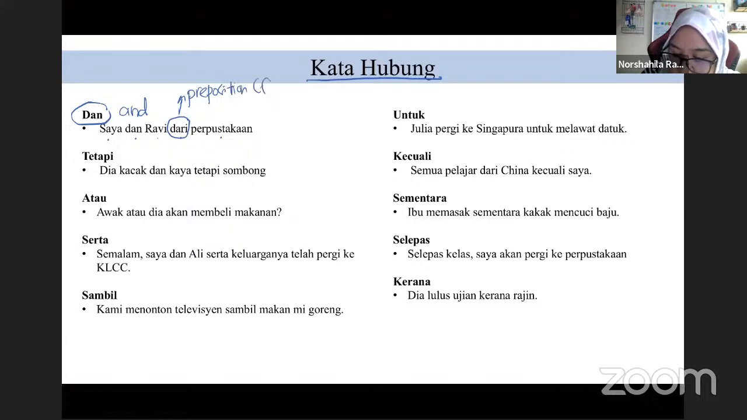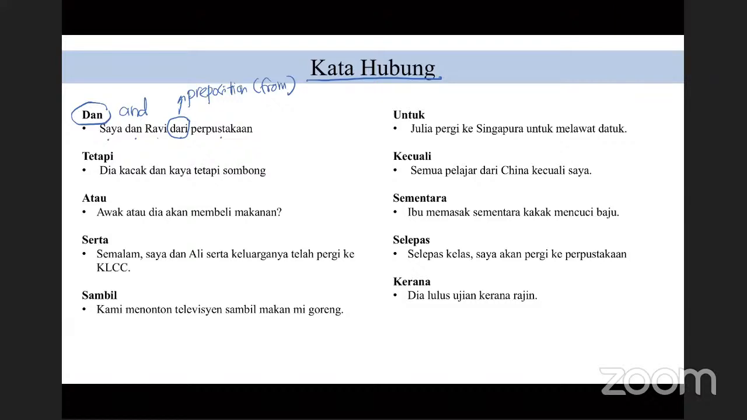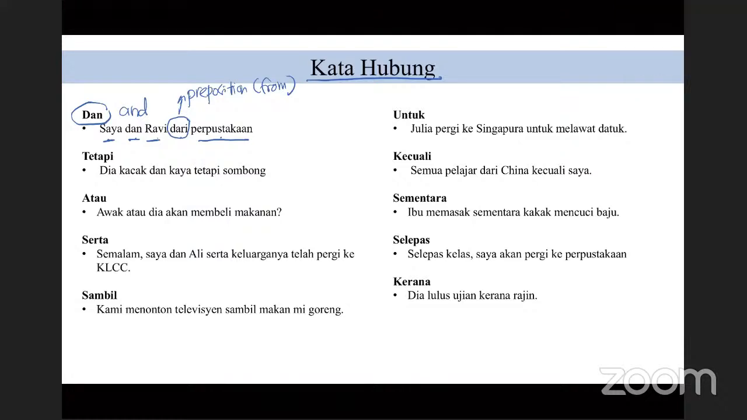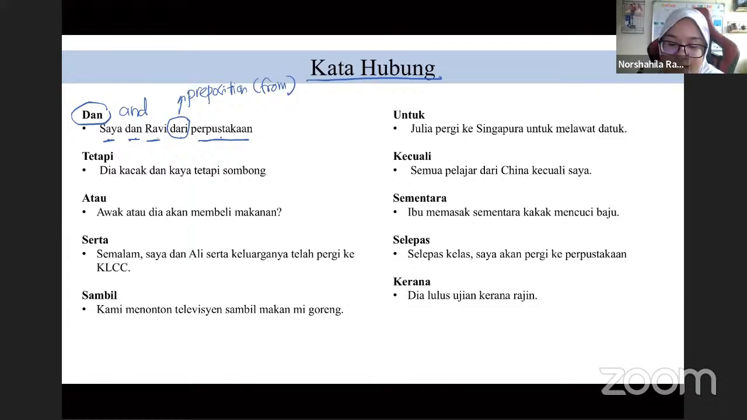Means from. Okay, saya, what is saya? I. Okay, and Ravi, a person name, from, what is perpustakaan? We learned last week, I think. Library. Good. Okay, Ravi and I from a library. Jadi, saya dan Ravi dari perpustakaan.